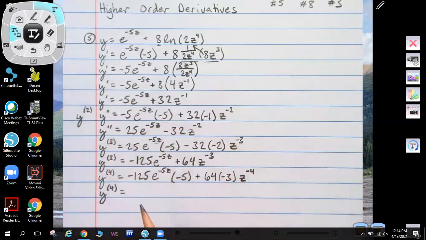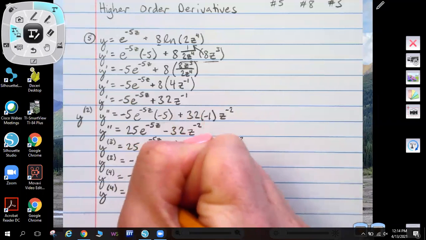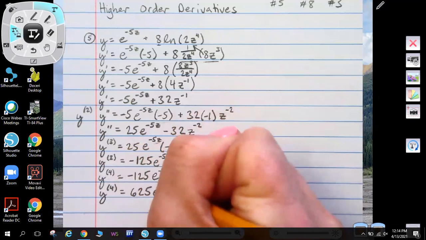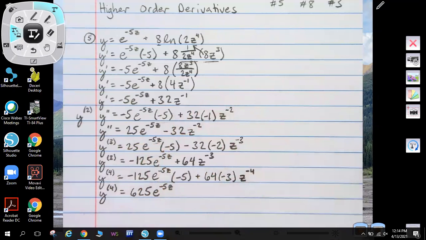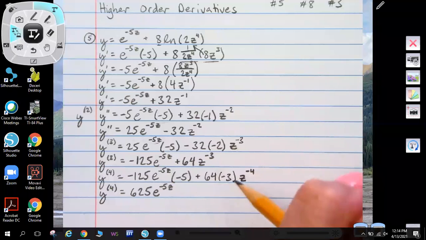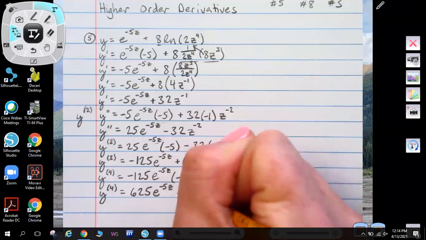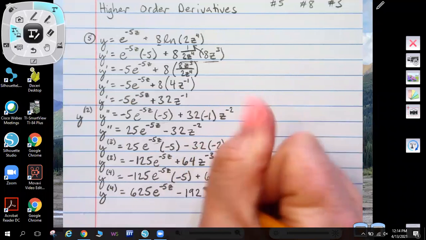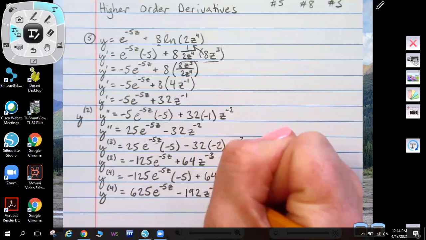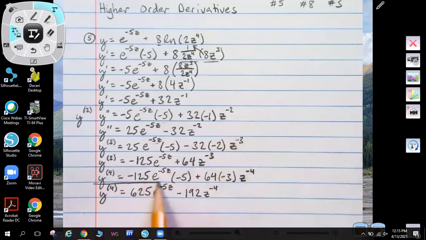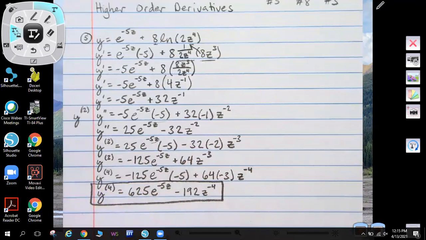Negative 125 times negative 5. That is positive 625 e to the negative 5z. 64 times negative 3 is negative 192 z to the negative 4th. There's our answer.